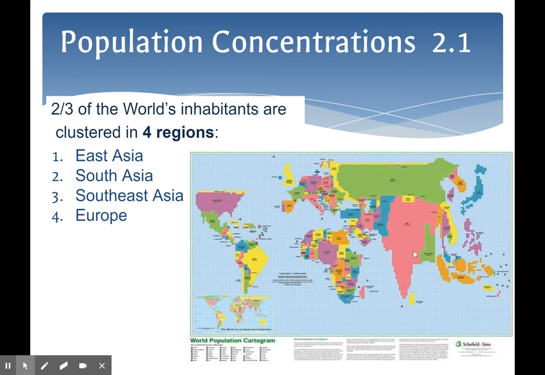Same with India. However, if you look over here and you see Canada, you can barely see it because they have such a small population compared to the area in which they live. So the larger the country on here, the higher the population is. So two-thirds of the world's population lives here in Asia and in Europe. Now we're going to discuss why that might be.